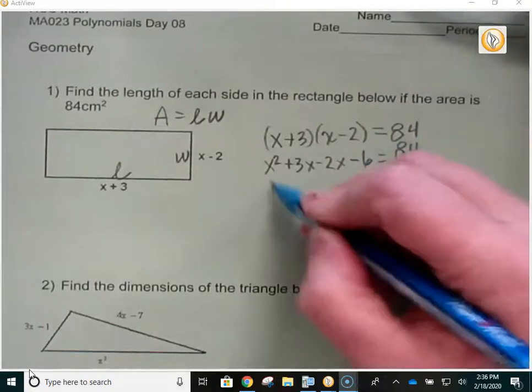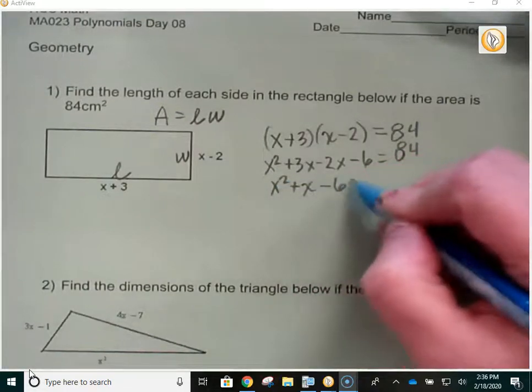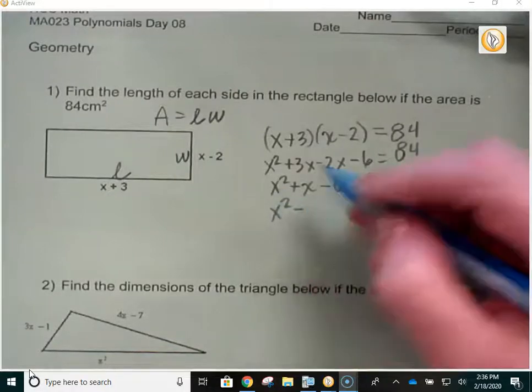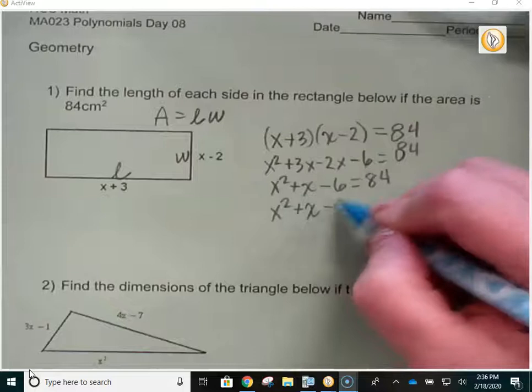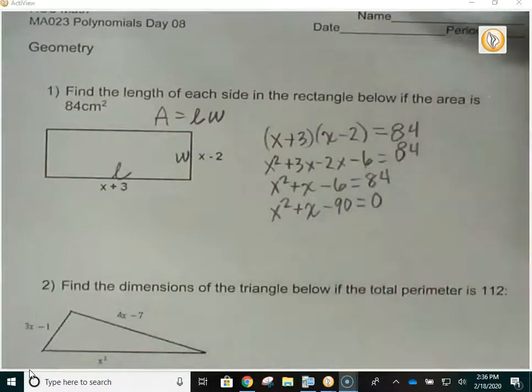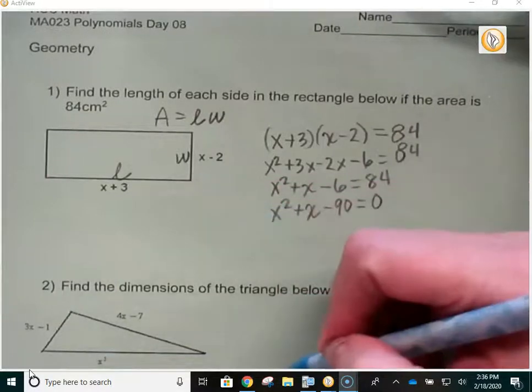Combine like terms. Get it equal to 0, and then you can solve by graphing, or you can solve by factoring, or you can solve with the quadratic formula. Once you get your answer, check it to see if they both work.